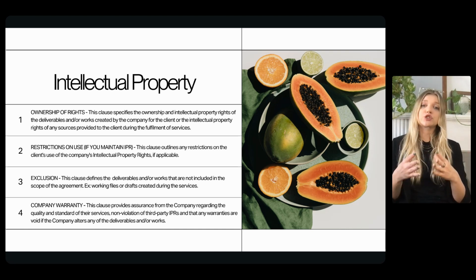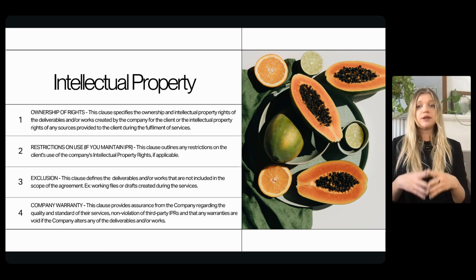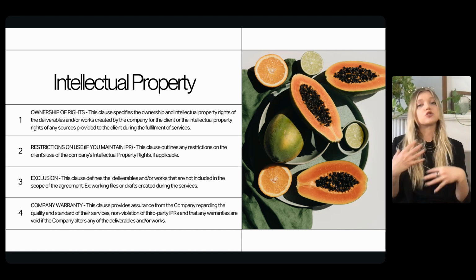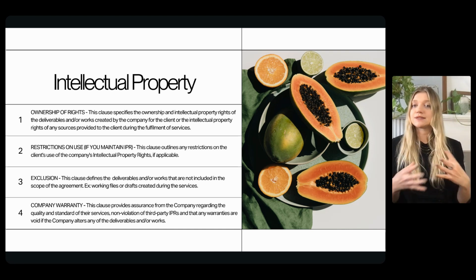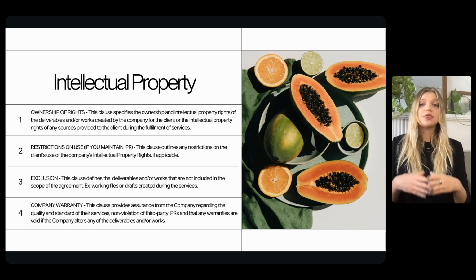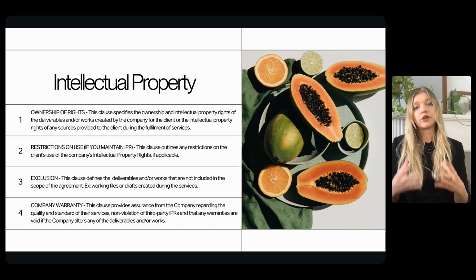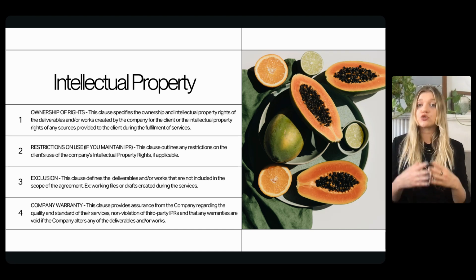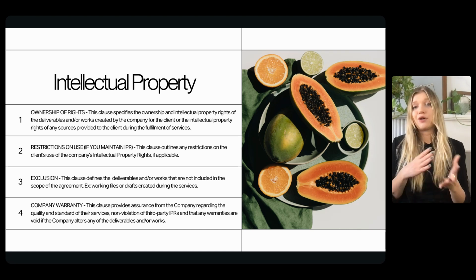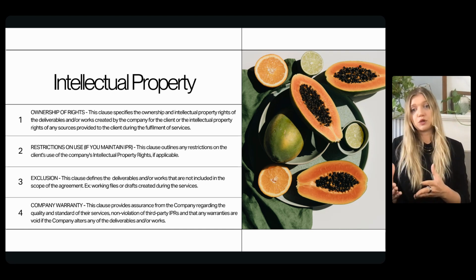Next clause is restrictions on use. If you maintain intellectual property rights, you can have a variety of restrictions on the limited license you give your clients, whether they can only use it in their business, only use it on social media, can't resell it, etc. Exclusions. This area is important for designers and programmers as you will most likely want to exclude any working files, drafts, discarded concepts, etc. if you're giving up all of the IP for the final deliverables.